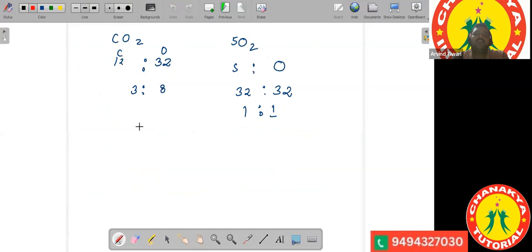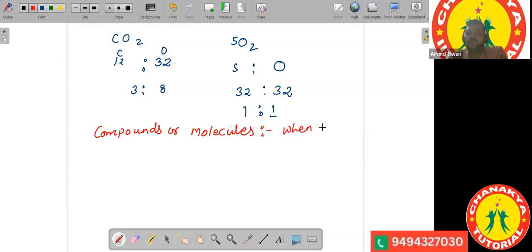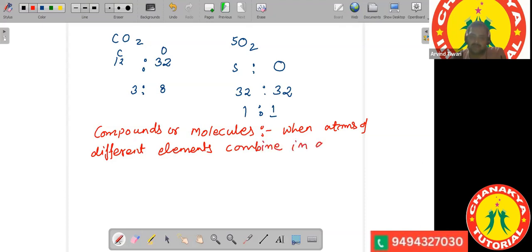So we were finding the ratio of the atomic masses. Now, these are compounds. We also call them compounds or molecules. So what are compounds? When atoms of different elements combine in a fixed ratio by mass, we call them compounds.